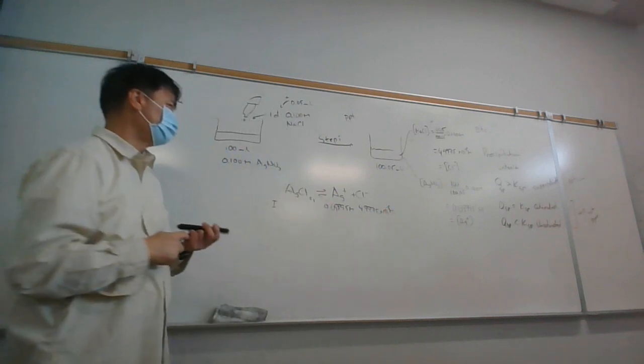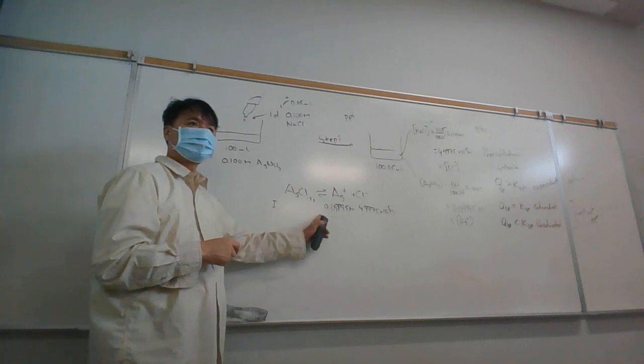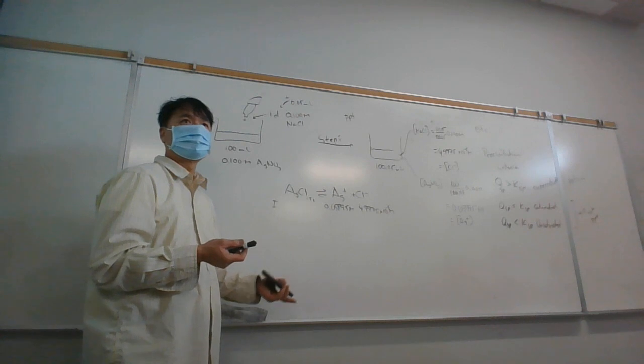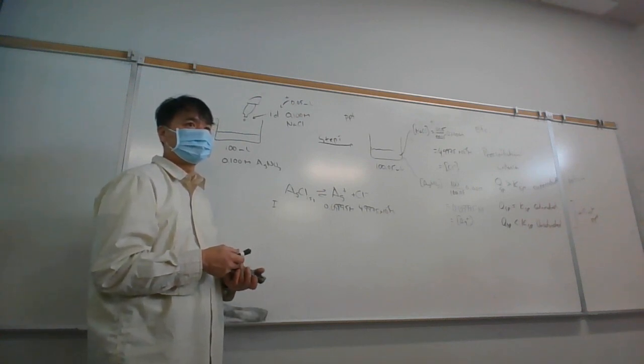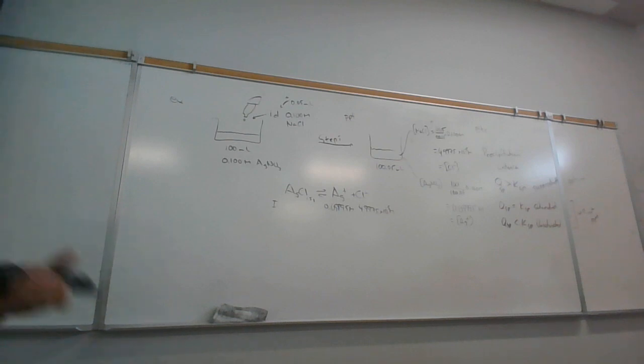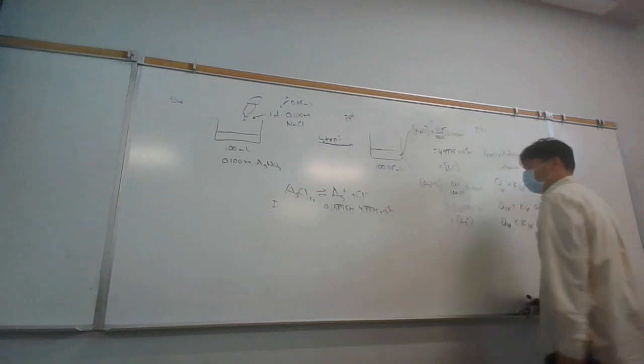So all we're asking ourselves is, which way is this going to shift? Is this going to shift left? If this shifts left, then we get precipitation. If it doesn't shift left, then we get no precipitation. And so how do we know?